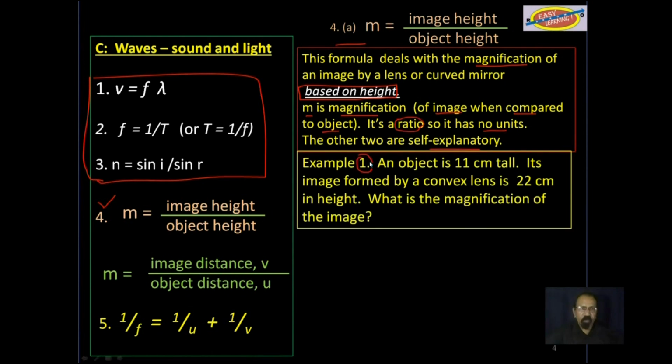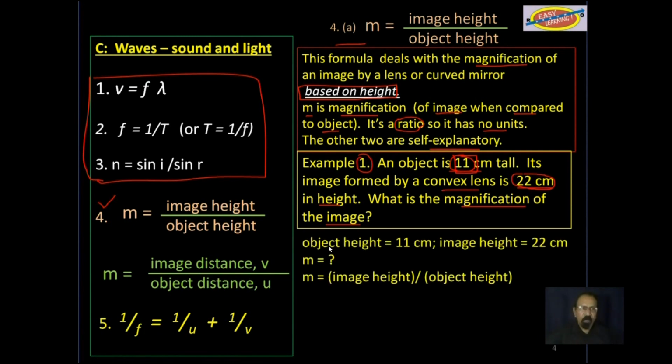Example 1. An object is 11 centimeters tall. Its image formed by a convex lens is 22 centimeters in height. What is the magnification of the image? Now, this is fairly simple. If the object is 11 centimeters and the image is 22 centimeters, then you can clearly see that the image is twice as tall as the object. But let us use the formula to get accustomed to using this formula.